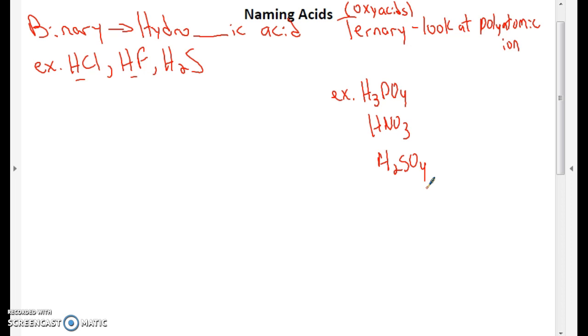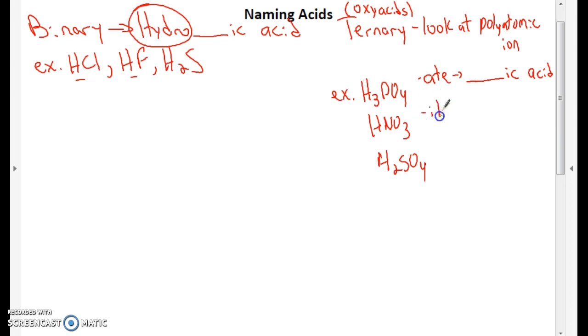So what happens is if the polyatomic ion ends in ATE, you take the root of that polyatomic ion and you change the ending to IC and put the word acid at the end. Notice for binary it has hydro as a prefix. For ternary we do not have hydro in there. So there's hydrochloric acid, and then you can have chloric acid. Hydrochloric is the binary one. Chloric acid would have the chlorate polyatomic ion in there.